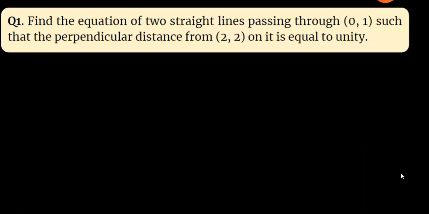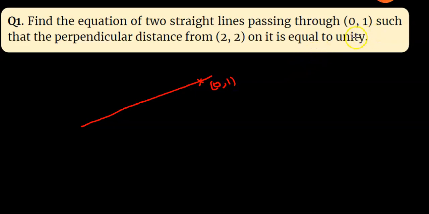Now look at the first question. Find the equation of two straight lines passing through the point (0, 1) such that the perpendicular distance from (2, 2) on it is equal to unity. How to do this problem? Let us try to draw a diagram which will help you to understand the problem clearly. We are going to find out the equation of two straight lines. So let us take this is one of the straight lines, and this straight line is passing through the point (0, 1).